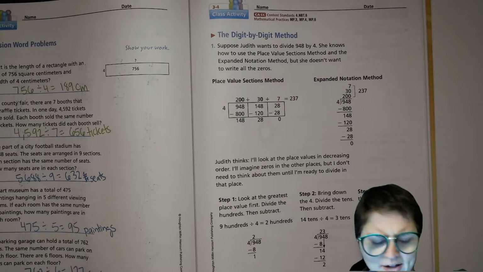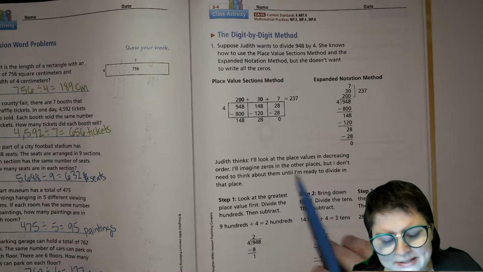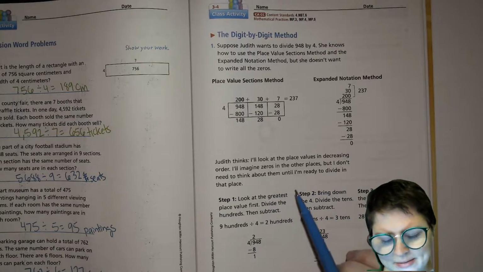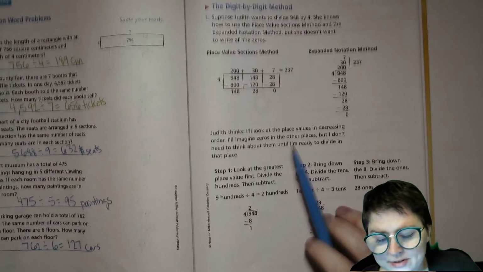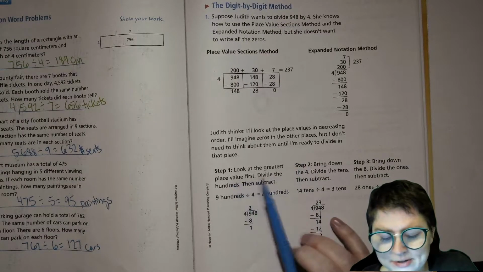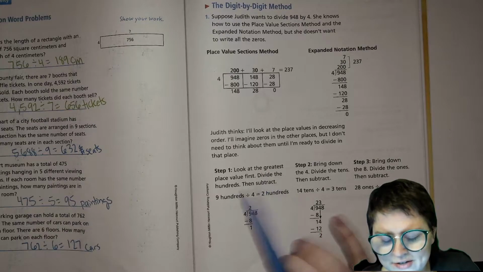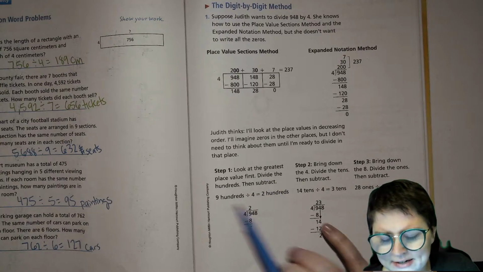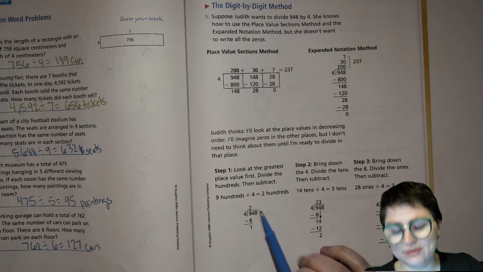Judith thinks, I'll look at the place values in decreasing order. I'll imagine the zeros in the other places, but I don't need to think about them until I'm ready to divide in that place. So then she looks at the greatest, step 1, look at the greatest place value first. So that would be the hundreds here. Divide the hundreds. Then subtract. 900 divided by 4 is 200. And she just puts it there, not putting in those zeros, right?